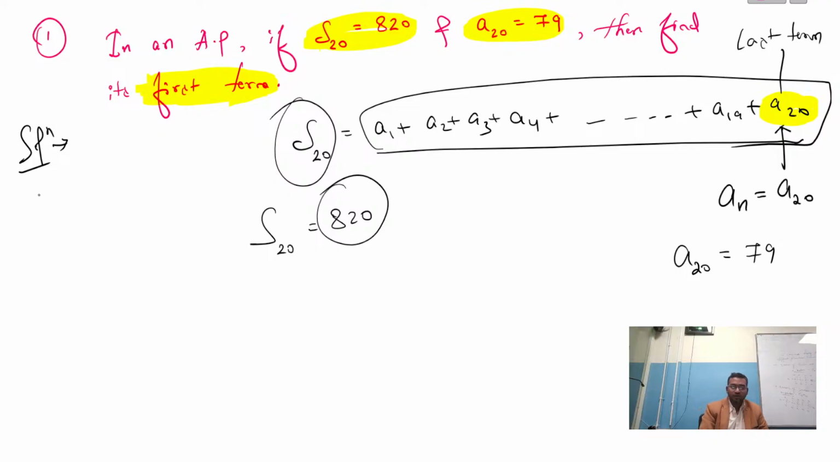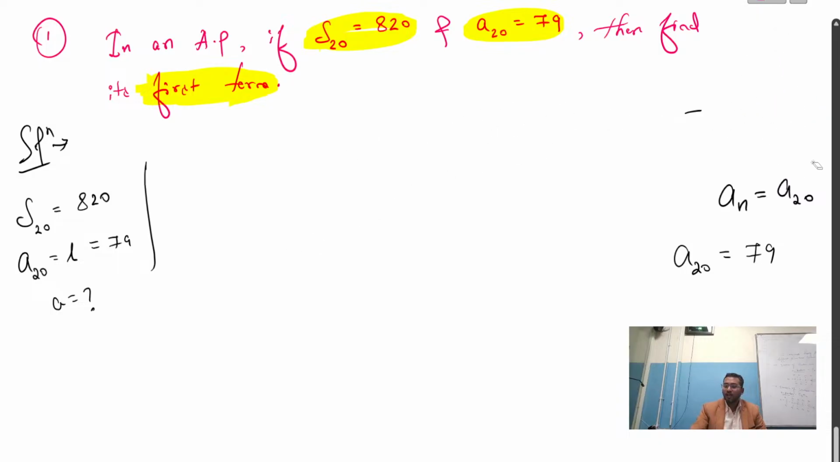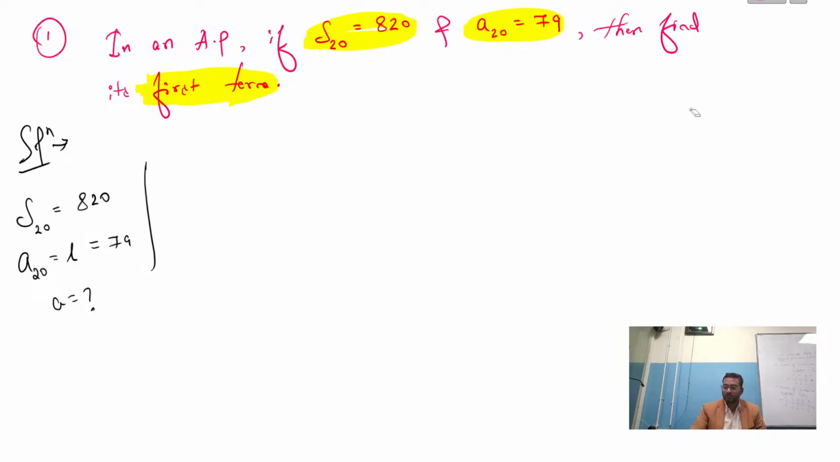Let me write the data. They have given the sum of 20 terms is 820, and the value of the last term. The last term here is the 20th term, so we can call it the last term or nth term. The value is 79, and from this they are asking us to find the value of the first term. I hope you have understood the meaning of the question. Okay, let me solve this problem.